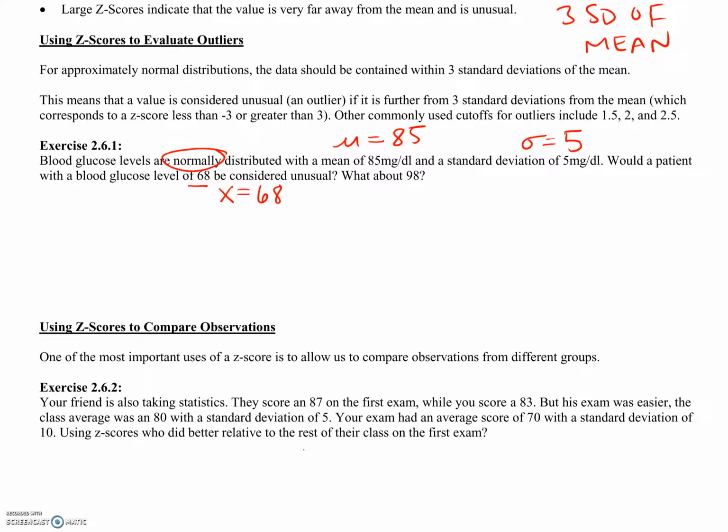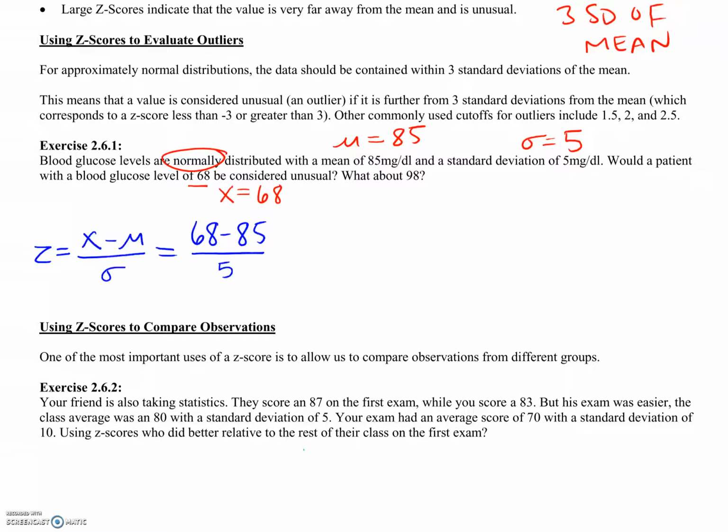And the first thing we're going to do is go ahead and copy down our formula. Our z-score is x minus mu all over sigma: our observation minus our mean, divided by the standard deviation. And this is going to give us 68 minus 85, because our observation is below the mean. So we're going to have a negative difference here, and this is all over our standard deviation. This tells us exactly how many standard deviations we are below the mean.